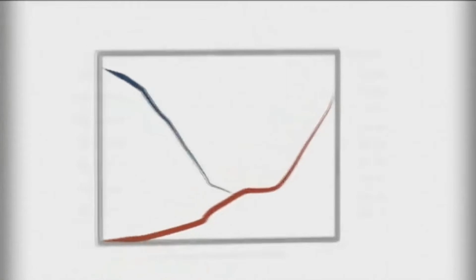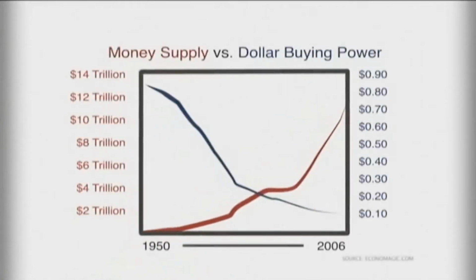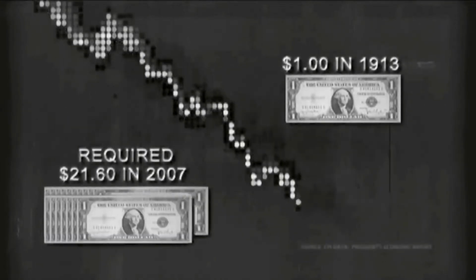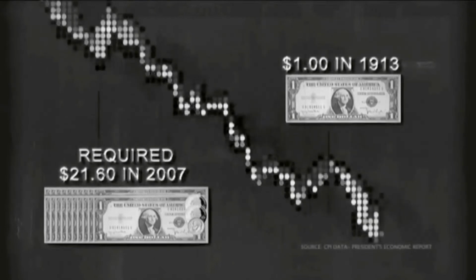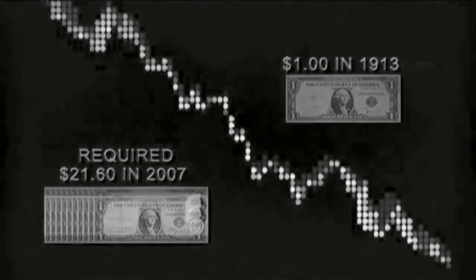In fact, a quick glance at the historical values of the US dollar versus the money supply reflects this point definitively, for the inverse relationship is obvious. $1 in 1913 required $21.60 in 2007 to match value. That is a 96% devaluation since the Federal Reserve came into existence.